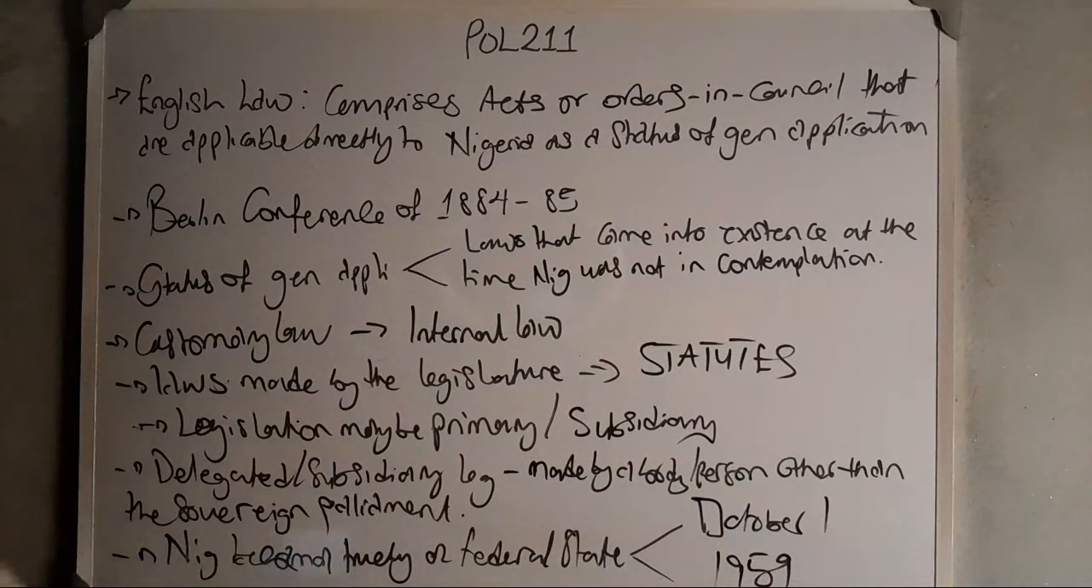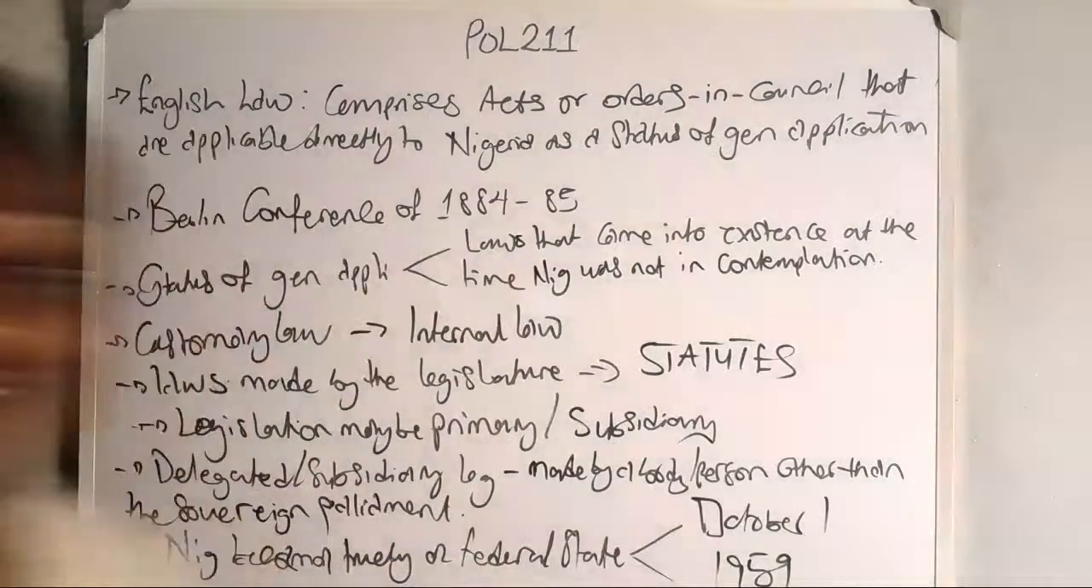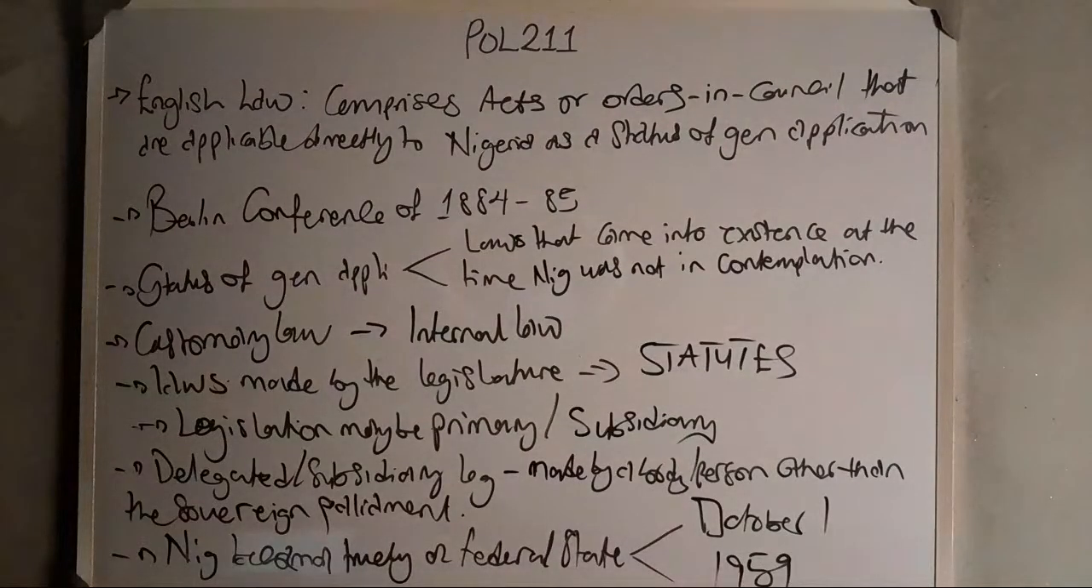Now, customary law is the law of conduct accepted by members of the community as binding among them. The law of conduct that is accepted by members of the community as binding. This is the law that is accepted by members of the community as binding among them.